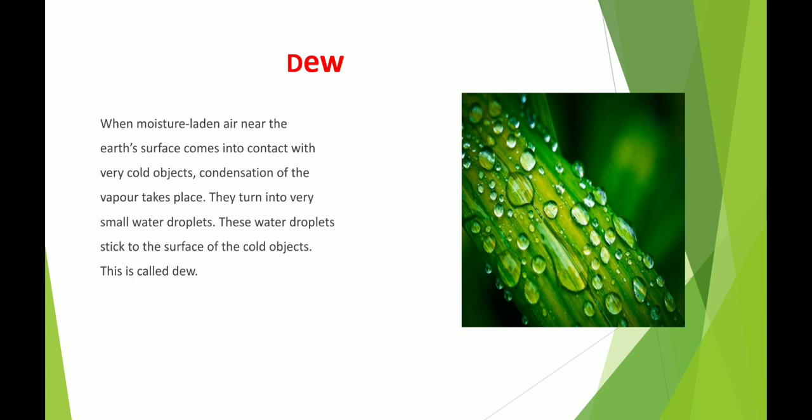Means how the water vapors are turned into small water droplets, and these water droplets stick to the surface of the cold objects. This is called dew, and these dews are shining like a pearl. So mainly we observe this type of dew drops in the winter season early morning, because condensation takes place. Mainly this comes in contact with a very cold object and condensation takes place.